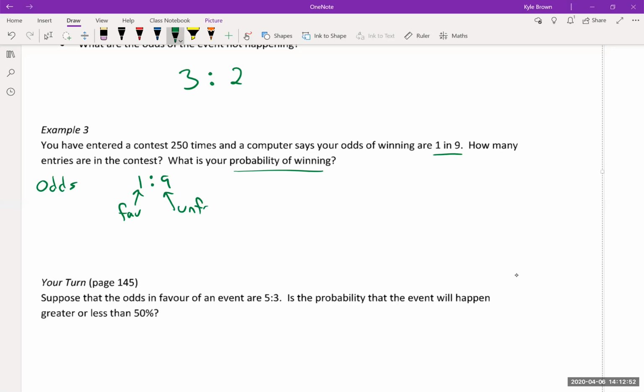So if I'm saying the probability of this now, well, that's going to be still just 1 over, but then it's going to be 1 over 10. So that'd be my probability, 1 over 10, right? Because that's going to be the total. Your favorable and your unfavorable together will give you your total.